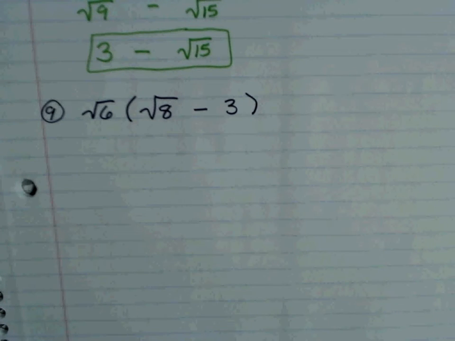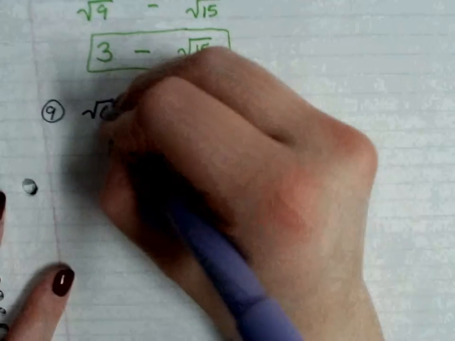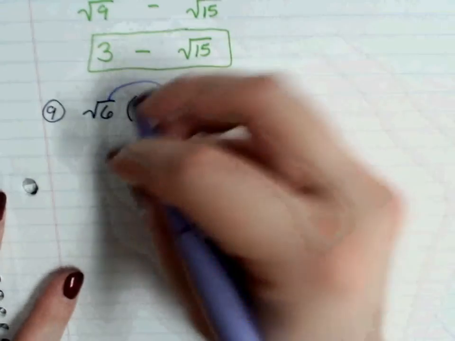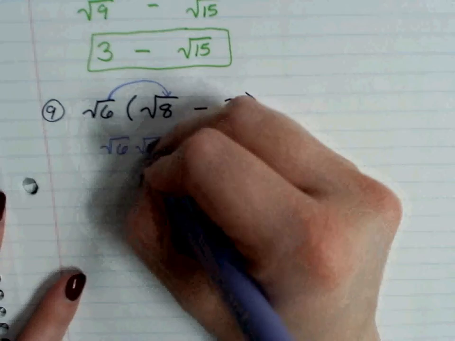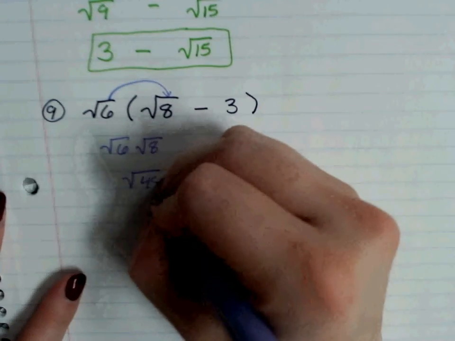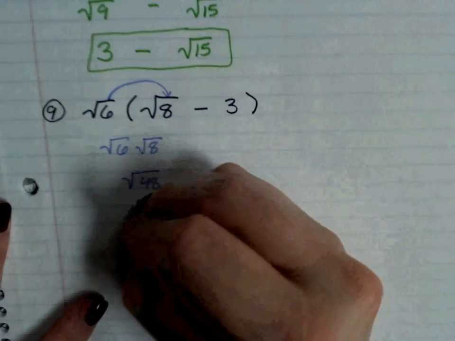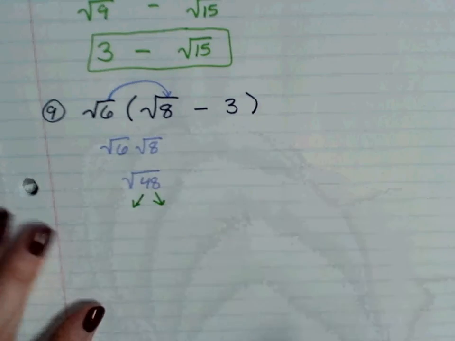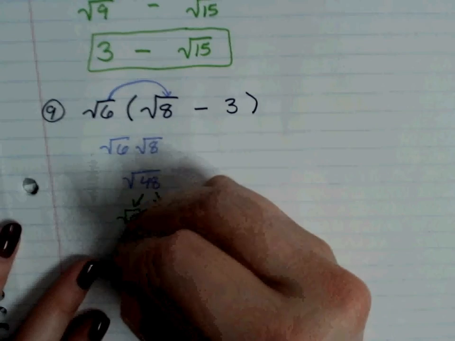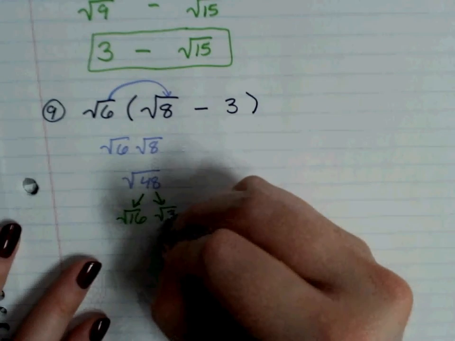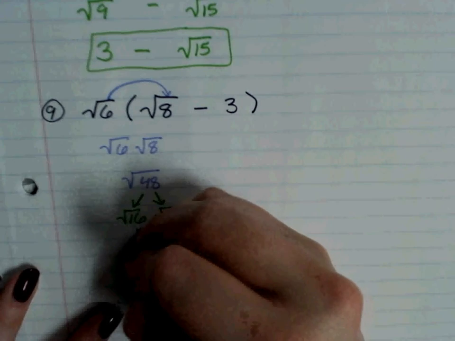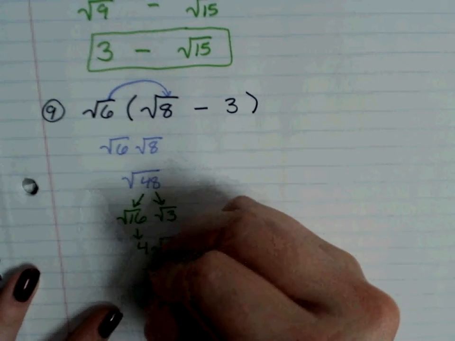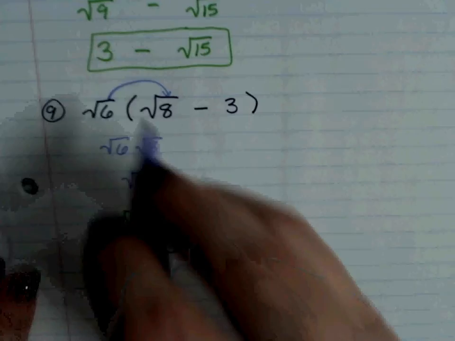Right, you can tell me the final answer. Akshaya? Yes. 4 square roots of 3 minus 3 square roots of 6. If we distribute, we're going to do square root of 6 times the square root of 8, which gives us a square root of 48. 48 can be factored. It's got a perfect square of 16 and a non-perfect square of 3. Square root of 16 is going to give us 4, so we have 4 square root of 3.